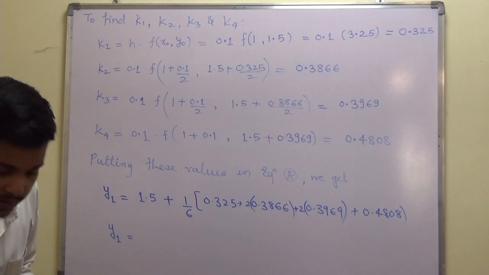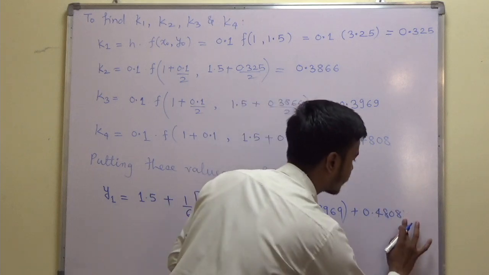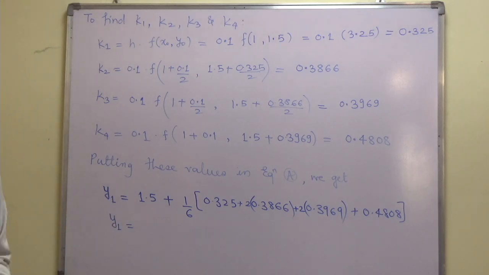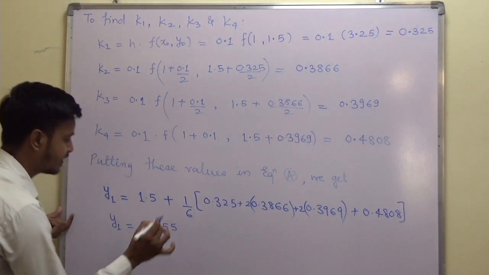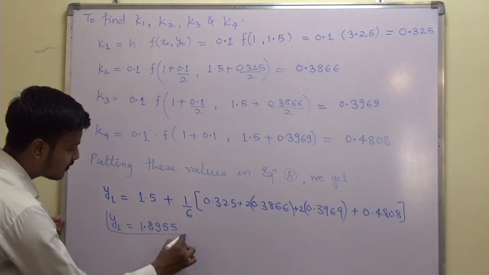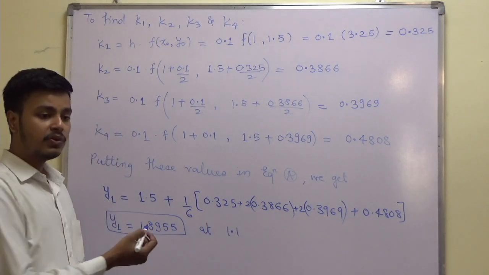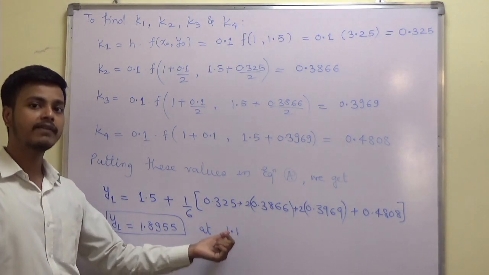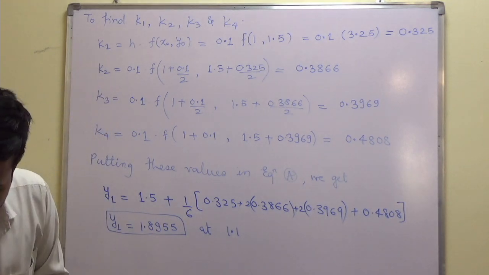And when you solve this, you'll be getting y1 comes out to be 1.8955. So this is the value of y1 at 1.1, but we are not interested in getting the value of y at 1.1. We want the value of y at 1.2. So we need to take the second step.